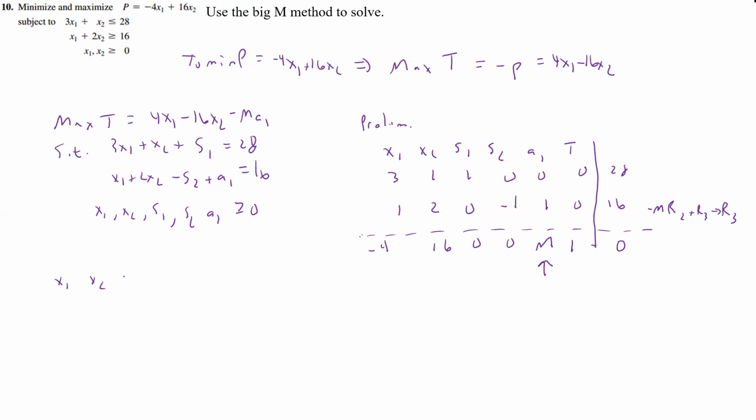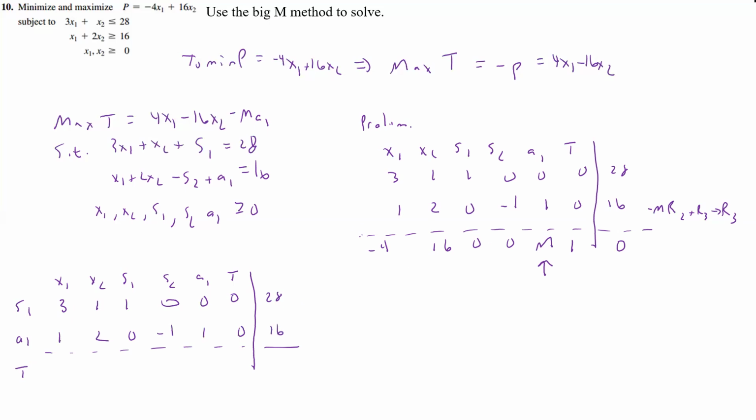X1, X2, S1, S2, A1, T. And then we have this. And now we're going to have S1 and then A1. And then this is going to be our T. And so now the first two rows will be the same, and we just have to add in that third row with the M's changing. 3, 1, 1, 0, 0, 0, and 28. And then 1, 2, 0, minus 1, 1, 0, 16.